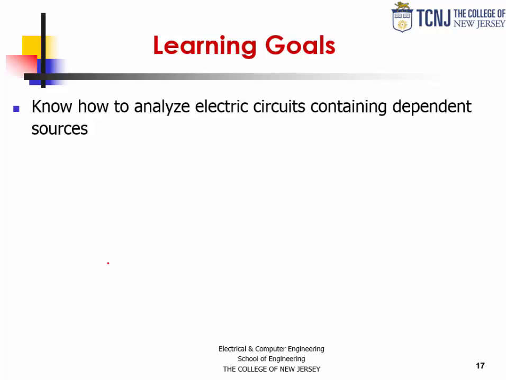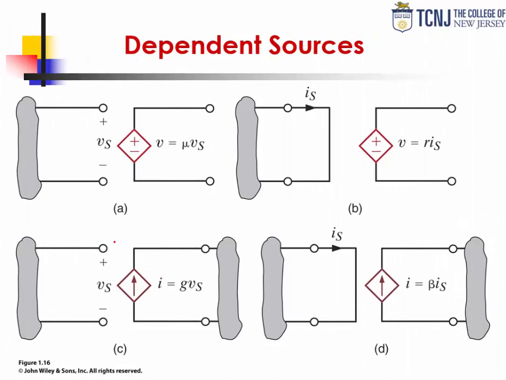Now the next topic in this submodule is the dependent sources for DC circuits. And we have four variations of them. First, we can have a voltage dependent voltage source, whose voltage will depend on some constant times another voltage in the circuit. Or we can have a current dependent voltage source whose voltage is going to be dependent on a constant times a current in the circuit.